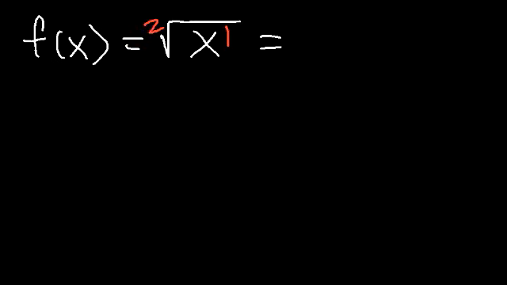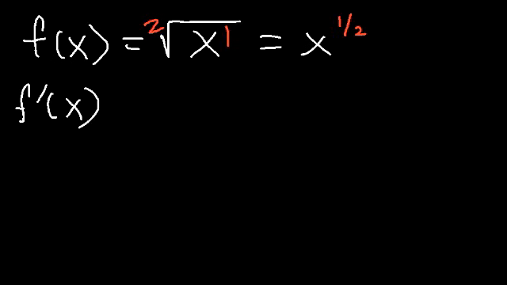Here's another example for you. Let's say f of x is equal to the square root of x. What is f prime of x? What is the derivative of that function? So this is x to the first power, and there's an index of 2. So the square root of x is the same as x to the 1/2. So you want to rewrite it first. Now we could find the first derivative.